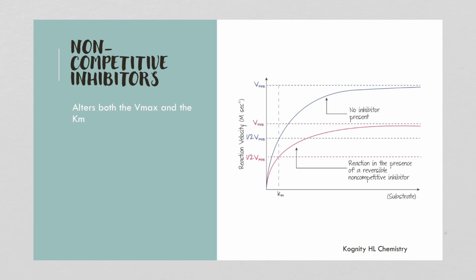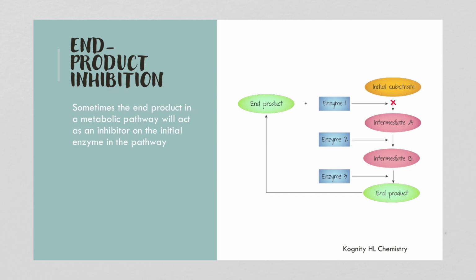So we'll back up because I didn't talk about that before. You can see that the half max is still at the same spot on the graph. It just impacts the maximum rate. So it never can get to the maximum rate, but the Michaelis constant stays the same.